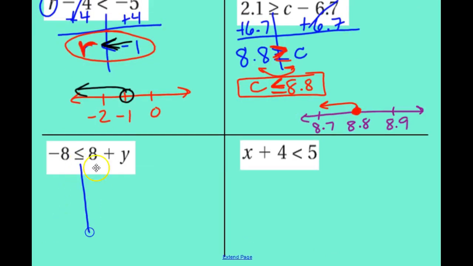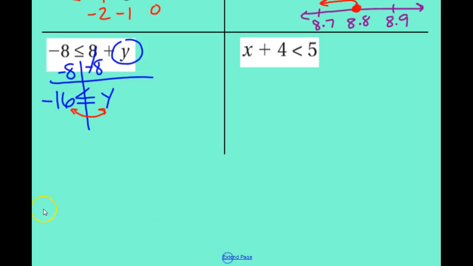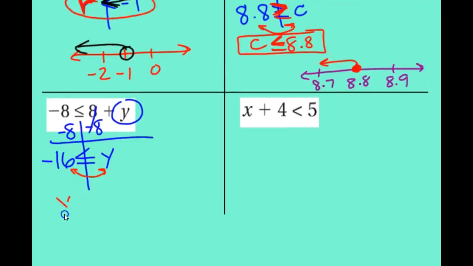Bottom two, draw your line down. We want y by itself, so subtract 8. We have less than or equal to y. These are all negative, same sign, add and keep. So negative 16. But you cannot graph this. We need to flip this around so the letter's on the left. So we have y, negative 16, and then flip our symbol around. Now we can graph it.